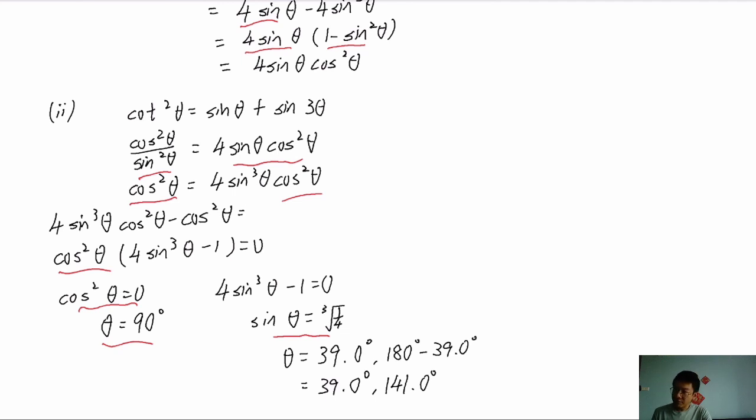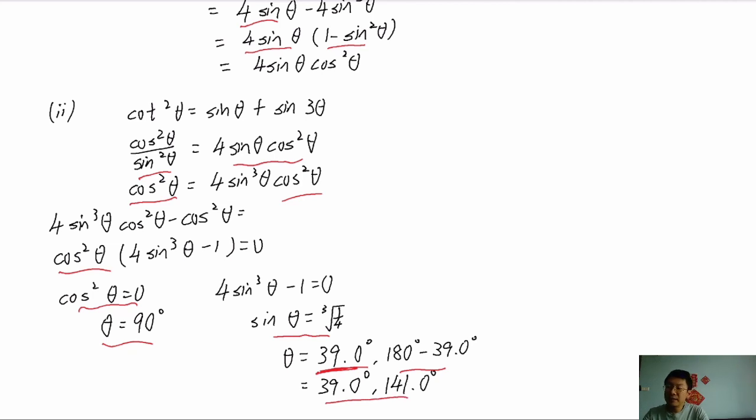From there we find the basic angle. The basic angle is 39.0, and because this is sine and it has a positive value, we have two quadrants, quadrant 1 and quadrant 2. Other than quadrant 1, which is just the basic angle we have found, we also have quadrant 2, which is 180 minus the basic angle. So from there we get two values for theta.